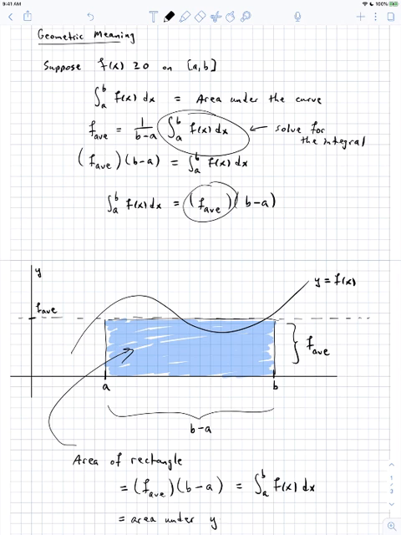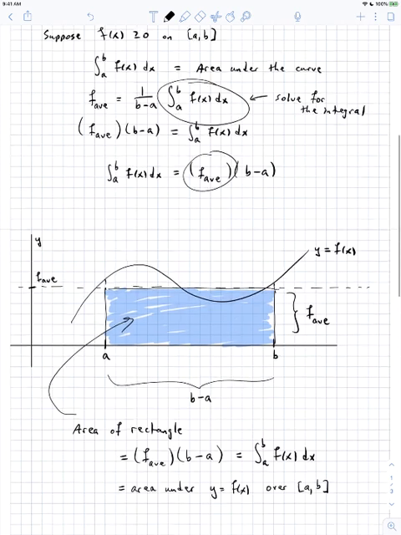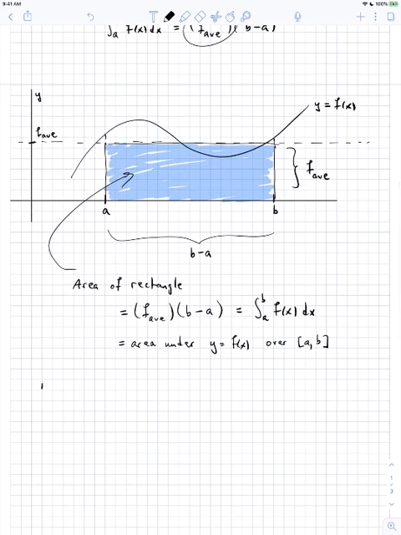The area under y equals f of x over the interval from a to b. So you can see that this rectangle, which has height equal to the average value of the function, is equal to the area underneath the curve. So that's the geometric significance of the average value. We can see that in our example. So let's return to the example.